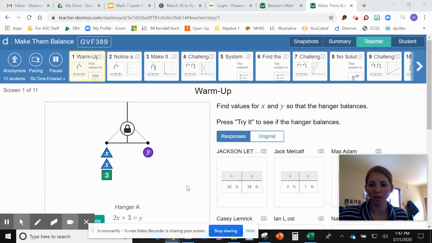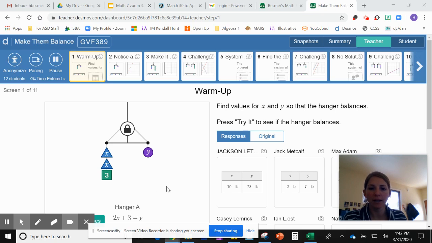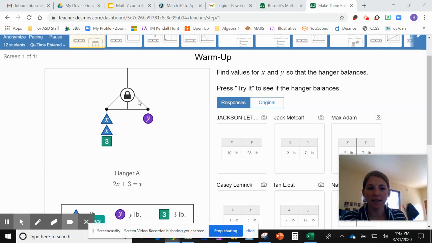Hey guys, I just wanted to do a quick debrief of the DESMOS activity, Make Them Balance for Monday. As I was going through and taking a look at the first couple of slides, again, this idea is all about balancing hangers, which is kind of our analogy to an equation here. So if we're making them balance, really that represents the equals.